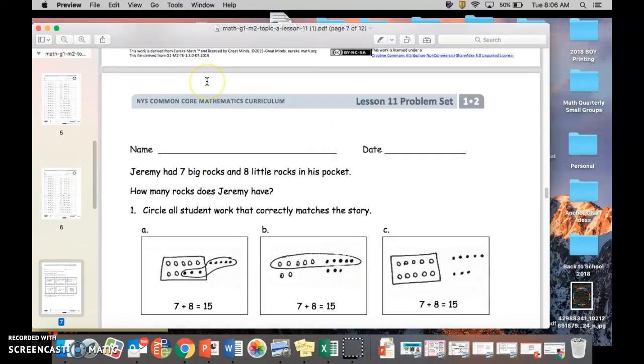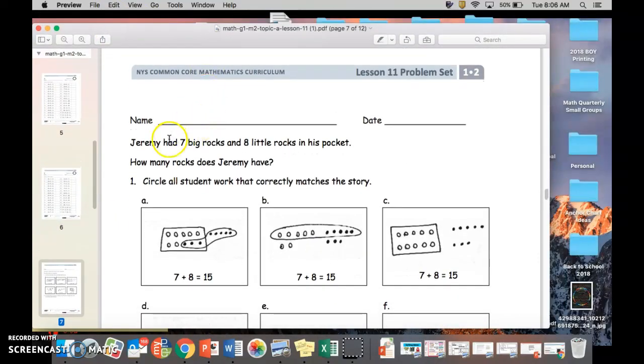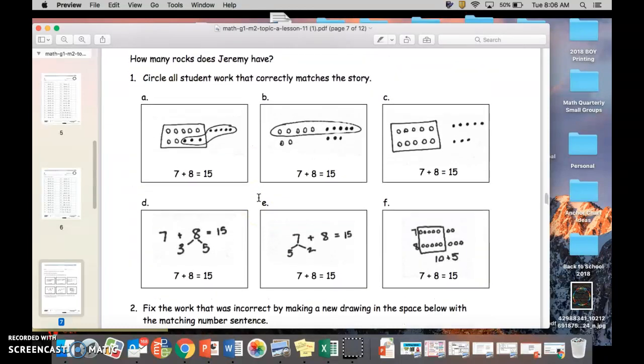Alright, boys and girls, for your problem set, lesson 11, it says Jeremy had 7 big rocks and 8 little rocks in his pocket. How many rocks does Jeremy have? So you're going to circle all the student work that correctly matches the story. In order to know if it correctly matches the story, I should see 7 big rocks and 8 little rocks, and I should probably have the correct answer.